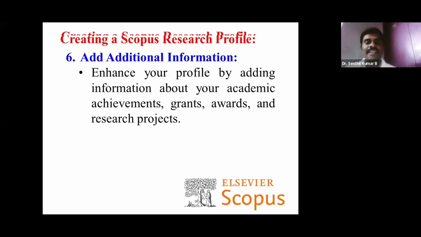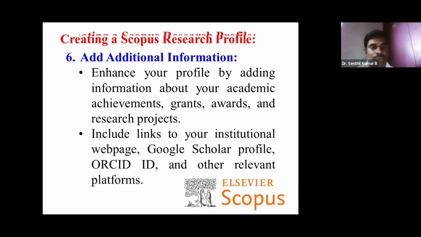Earlier, Scopus didn't have all these additional options, but now Scopus has updated, and they will be asking you about grants and awards and research projects also. So that will be helpful for you to collaborate also. Even if you are applying to some funding agencies, these agencies will look at your Scopus account, so that they can see what your research is, what publications you have recently done, and what impact you have made in those journals. Include the links to your institutional web page, Google Scholar profile or ORCID ID, and other relevant platforms.